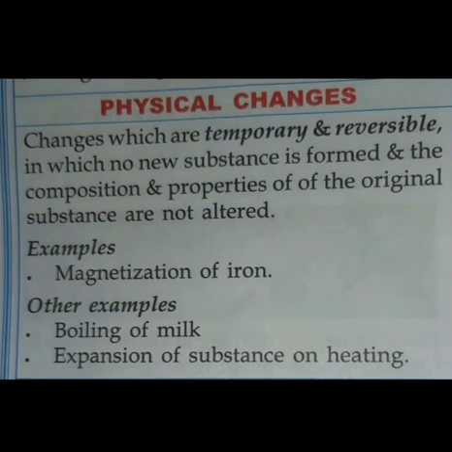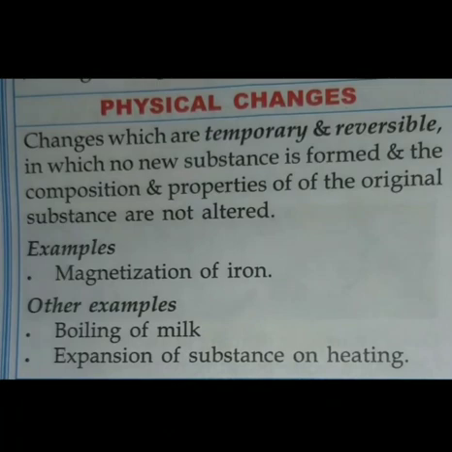Next one is physical change. So what is the definition of physical change? Physical change means changes which are temporary and reversible, in which no new substance is formed and the composition and properties of the original substance are not altered. Remember, it is temporary, reversible, no new substance is formed and the composition and properties remain the same. That means you can get back the original substance again. This is known as a physical change.